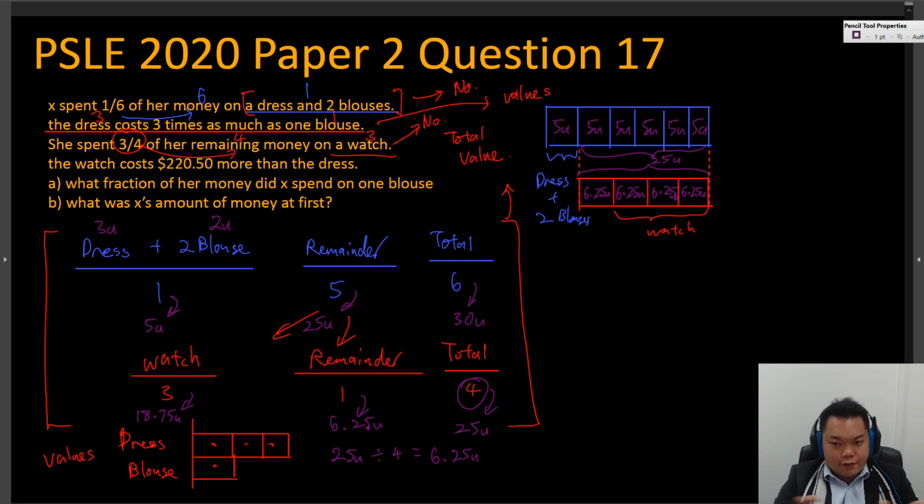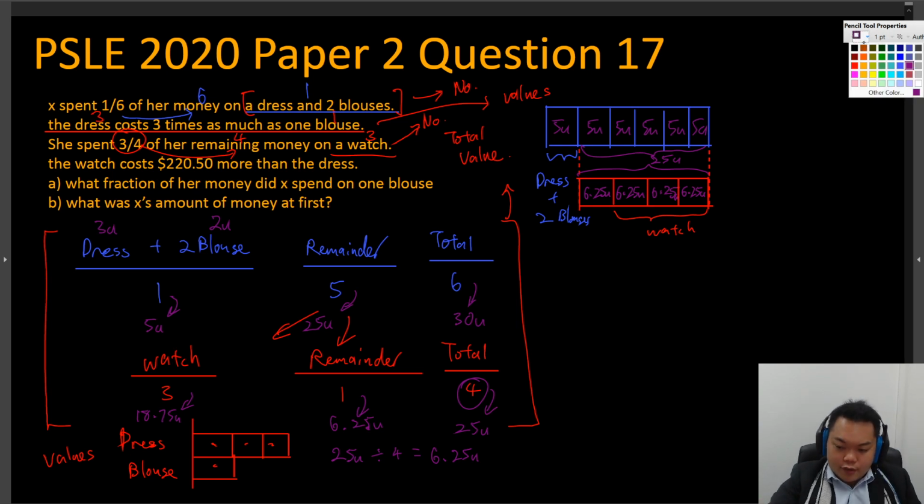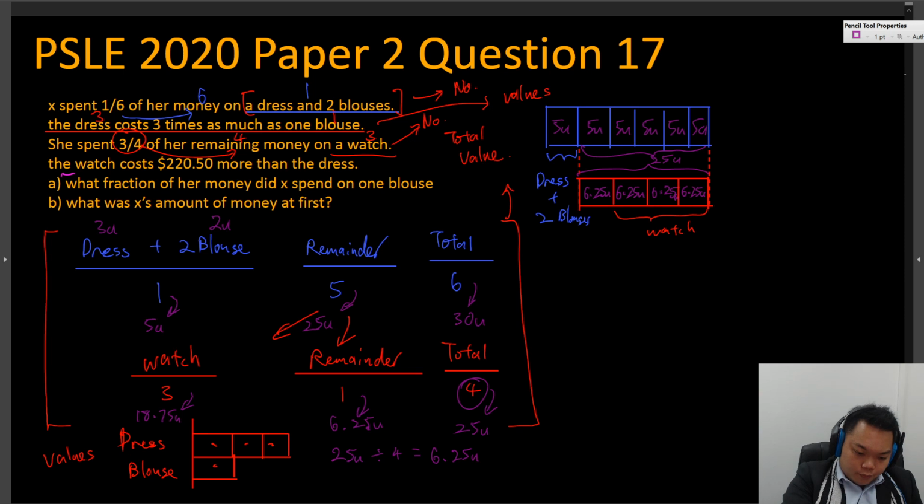So now that we've set up everything ready, we can proceed to answer the questions. Part A asks, what fraction of her money did X spend on one blouse? So you can see that even the question mark is missing. But I'll just leave it as it is. What fraction of her money did she spend on one blouse? So on one blouse, she spent 1 unit out of a total of 30 units. We can answer part A directly over here.